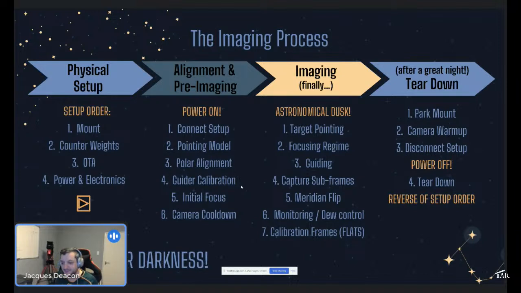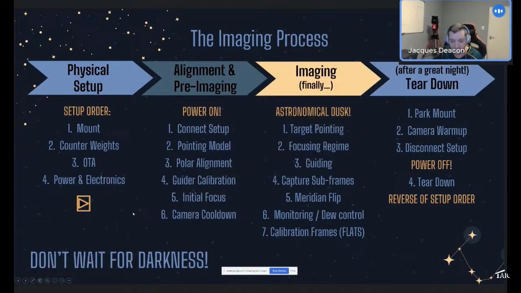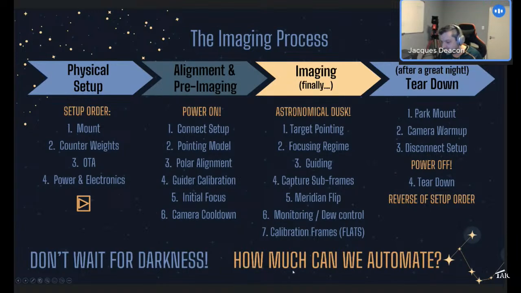So just like we said, you don't have to wait for total darkness to do all of this. You can do your physical setup and all of this pre-alignment stuff already, while it's still twilight. That gives you a bit of a head start so you don't lose any imaging time. And then the next question is, how much of this can we actually automate? You know, the robots and the machines are taking our lives over. So how much of this can actually be automated? And we'll touch back on this question a bit later.